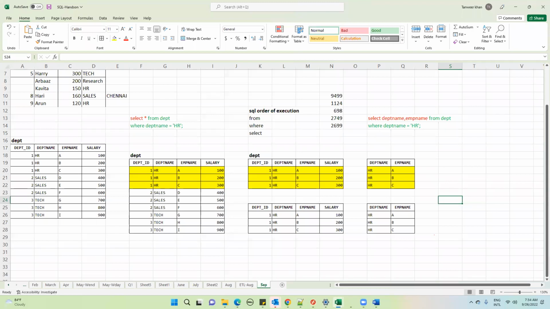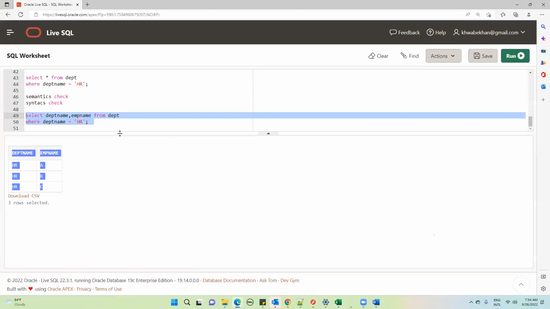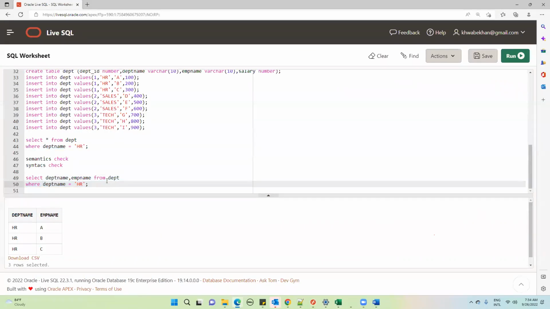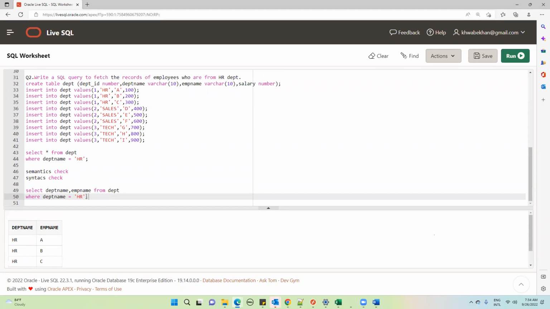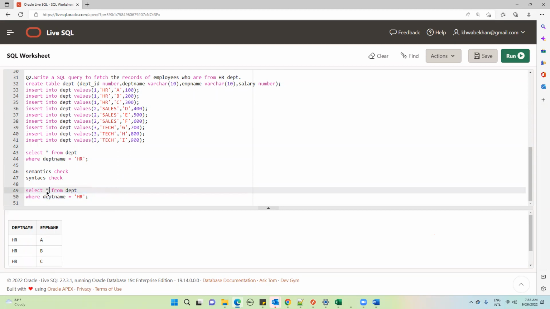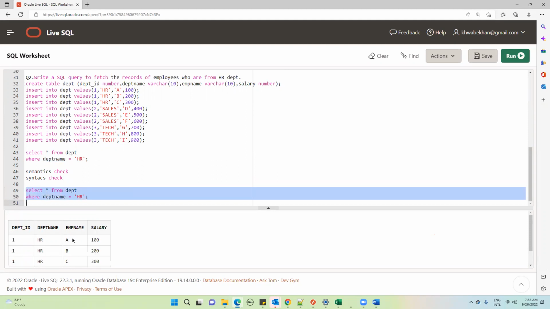Okay, now I will try to explain you. Hope this is clear to everyone. Suppose the question is the same question: show me the details of employees who are from the HR department. And this is the query. Let me mark it as star here, I want all the columns. Then this is the query and we got this output.